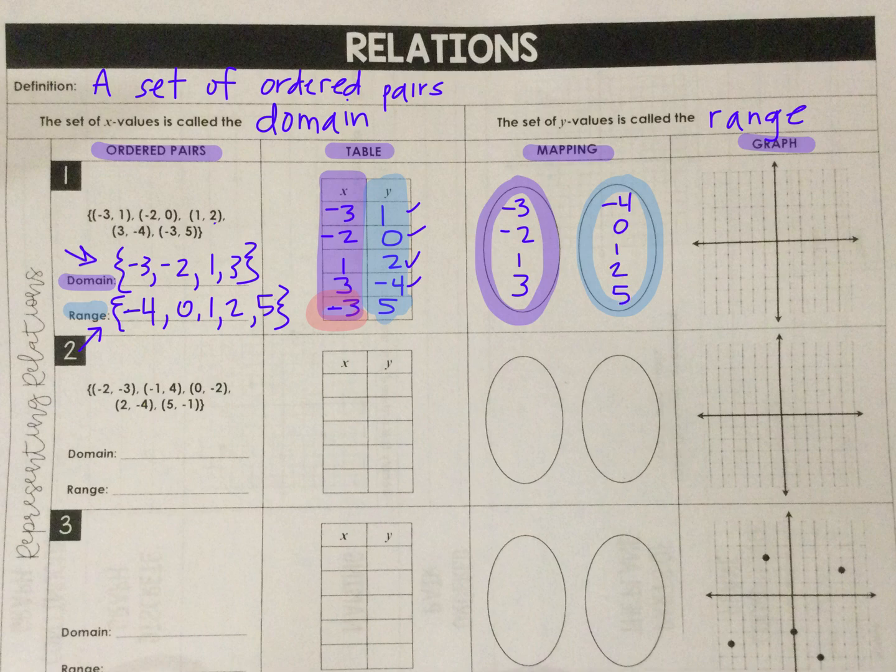Now, to do the map correctly, I match it up with its partner. -3 is the input, its output is a 1. So you draw a line from -3 to 1. -2, its output is 0. 1 pairs with 2. 3 goes up here to -4. And -3, it has 2 coming off, and that's okay in a relation.